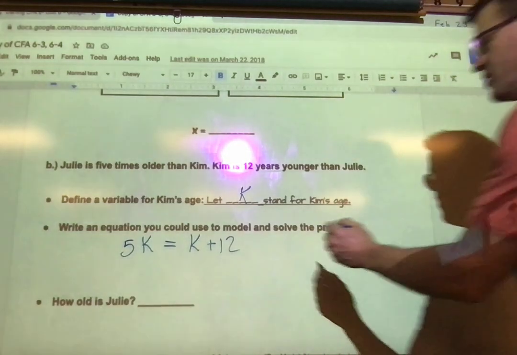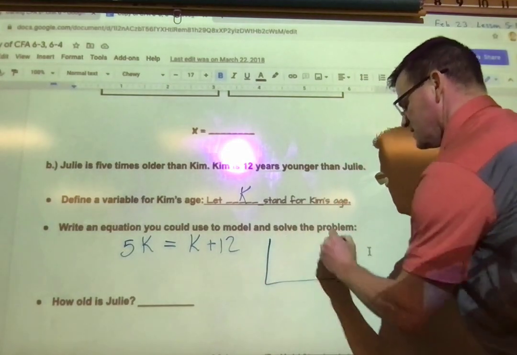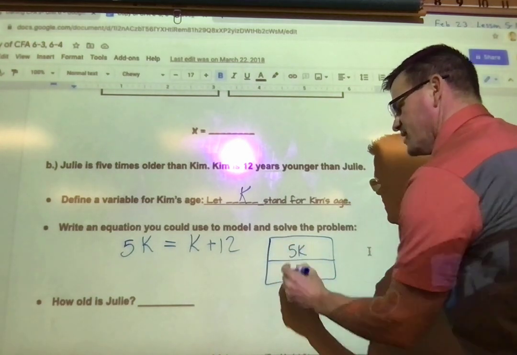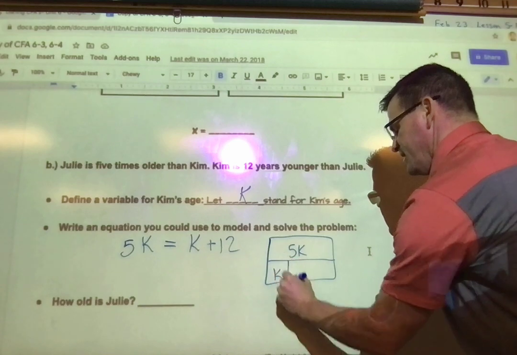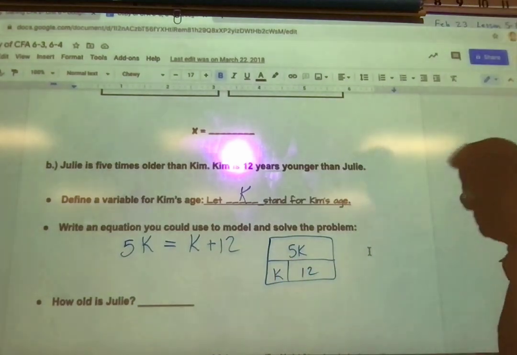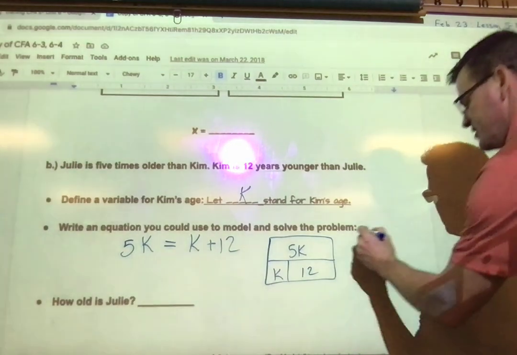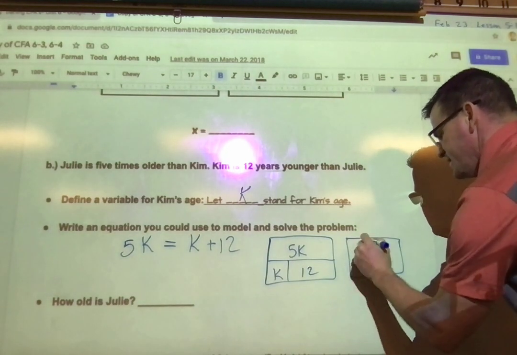Okay, so if I'm going to use that bar model to solve this, I could have 5k is the same as 1k plus 12. And again, I'll go ahead and change this around and try to figure out what 1k is.